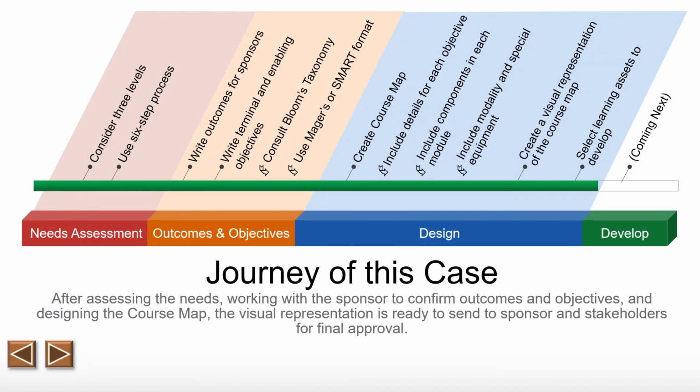And as a summary, this is everything that we've looked at in this case, going from needs assessment, the outcomes and objectives, all the way through the design. And in the design phase, the course map would have been completed, and there'd be a visual representation that's ready to send the sponsors and stakeholders for final approval.